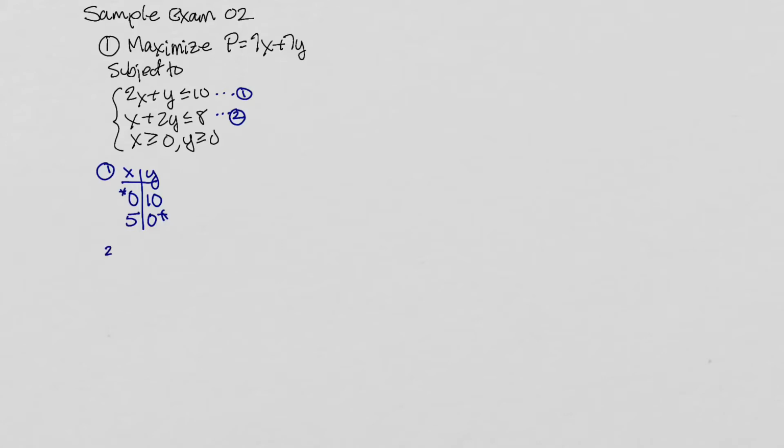And in line number 2, the table again, x and y, and when x is 0, let's go to line 2 here. When x is 0, this term goes out. 2 into 8, that'll give us a 4. And then when y is 0, that term goes out, and we'll get x is 8.